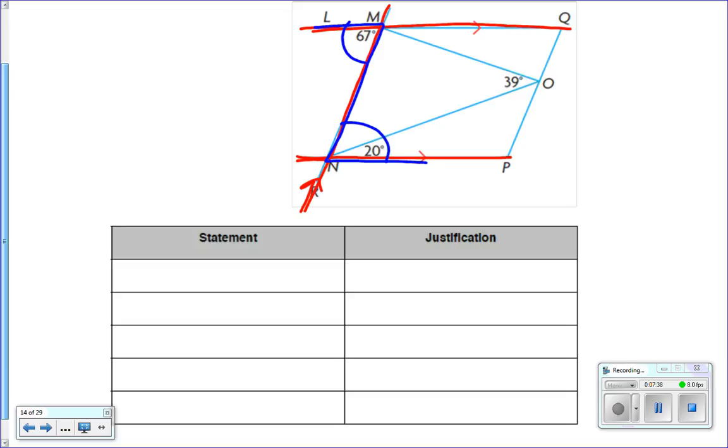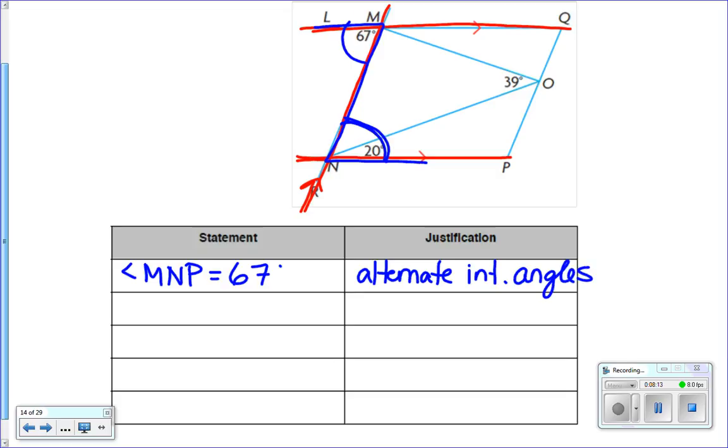So let's write down what we've talked about already. We know that angle MNP, which is this angle here, must be equal to 67 degrees. Don't forget to justify. Why is that right? Well, this is the Z rule, but guys, remember, all these letters are something that I just kind of made up to make it a little bit easier for things to look at. You still need to know the actual terminology. So this is actually called the alternate interior angles rule. So that's all we really need to put for our justification. It's the alternate interior angles rule.